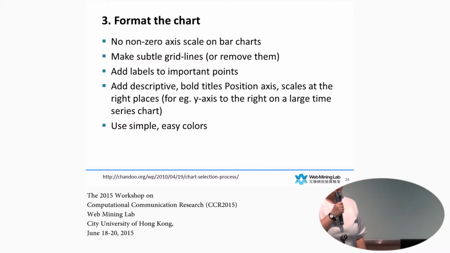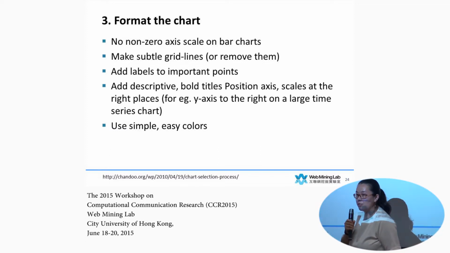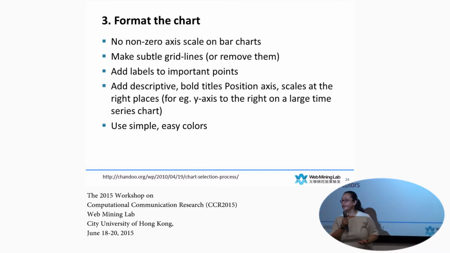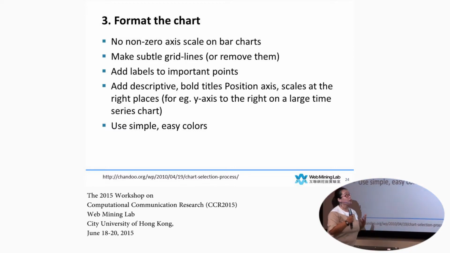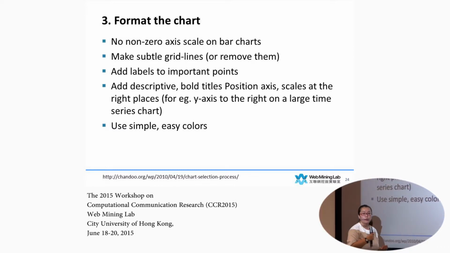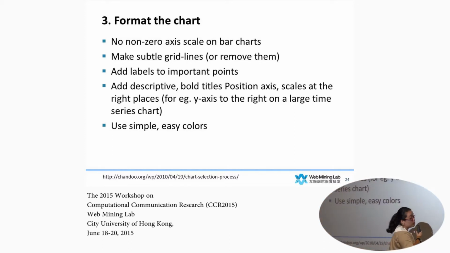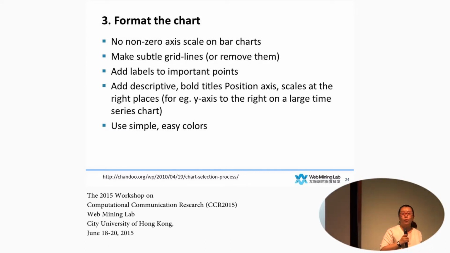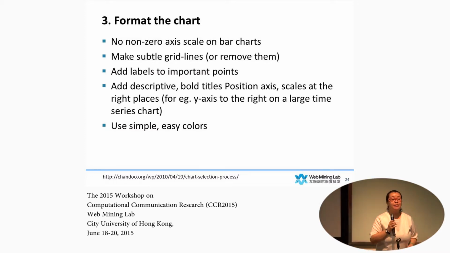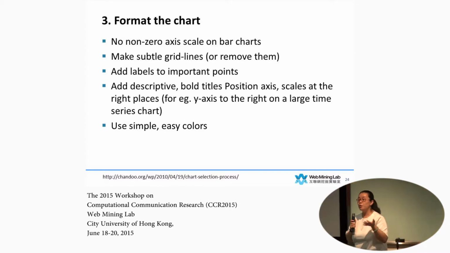Here I list some tips. The first one: no non-zero axis scale on bar charts. When you visualize your data set and report your research findings, always include a zero axis scale on bar charts. The second one: make subtle grid lines or remove them. The third one: add labels to important points. Please keep that in mind, add labels to highlight the most important findings in your data set.